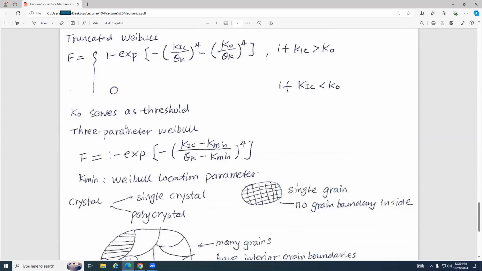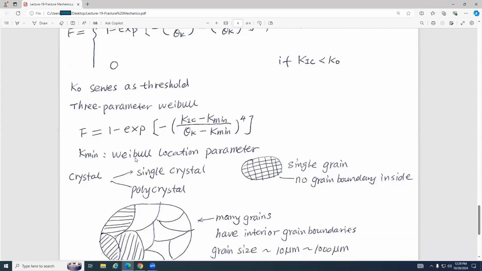Right? So for the three parameter Weibull, we have this one. We have K min, theta K, KIC, called the three parameter Weibull. K min is the Weibull location parameter. So this is dependent upon what kind of parameter you are using.